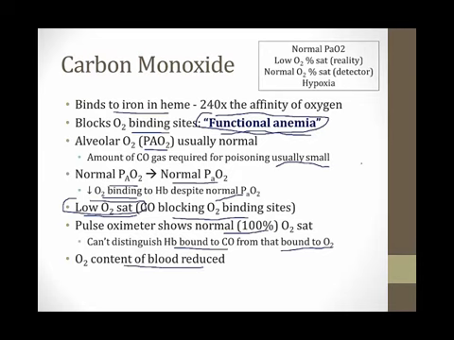So I've summarized the findings of carbon monoxide poisoning at the top of the screen here. There is a normal P little AO2. There's a low oxygen saturation of blood in reality, although there may be a normal oxygen saturation reported by the photodetector. And then finally, all of this leads to tissue hypoxia.